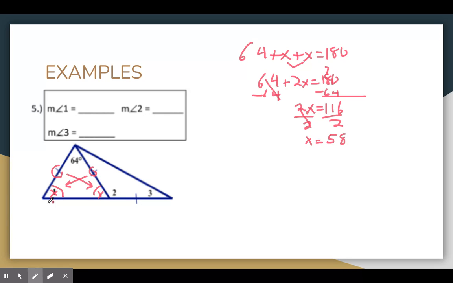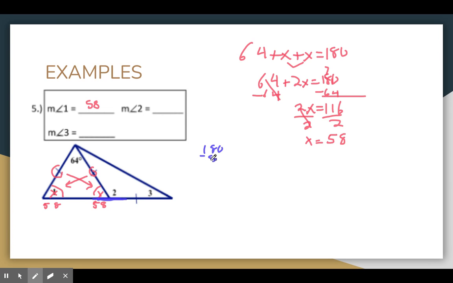So that means these two angles here are 58. That one is also 58. And we can write in here that angle 1 is 58. Now to find angle 2, if I change the color, notice this here creates a straight line. Remember, straight lines always add up to 180. So to find the measure of angle 2, we just do 180 minus 58.